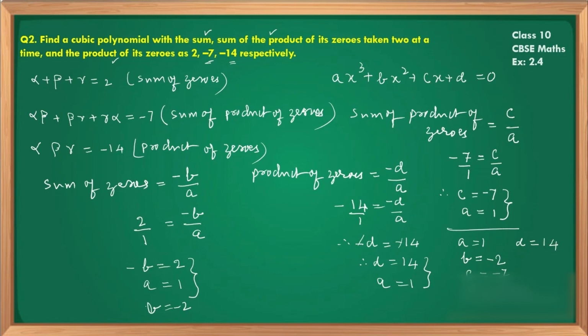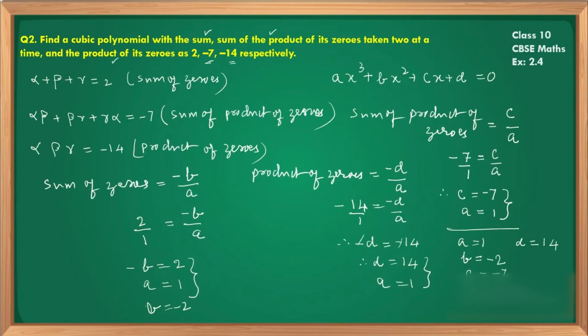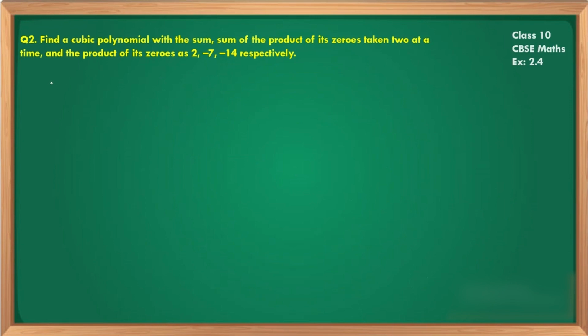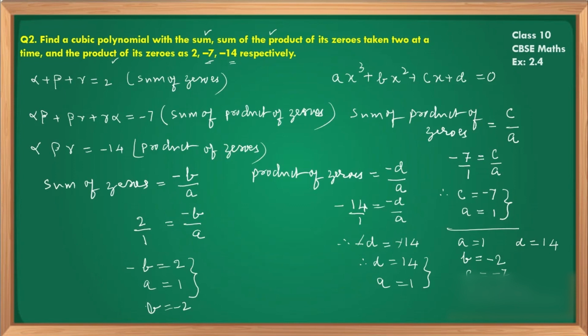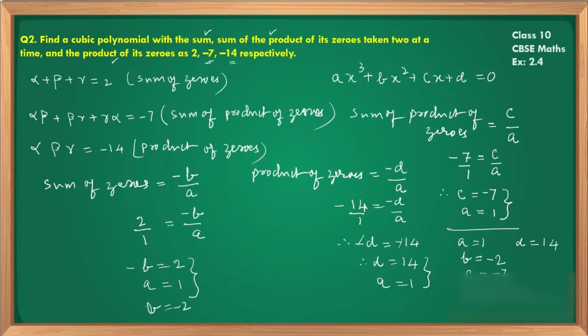Now the formation of the cubic polynomial we do on the next page. Now we can write down the values in this page also. A is 1 and b is equal to minus 2, and c is minus 7 and d is 14. So these values we have written on the next page.